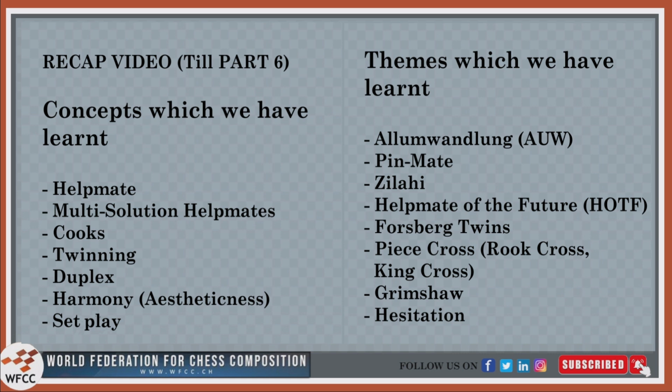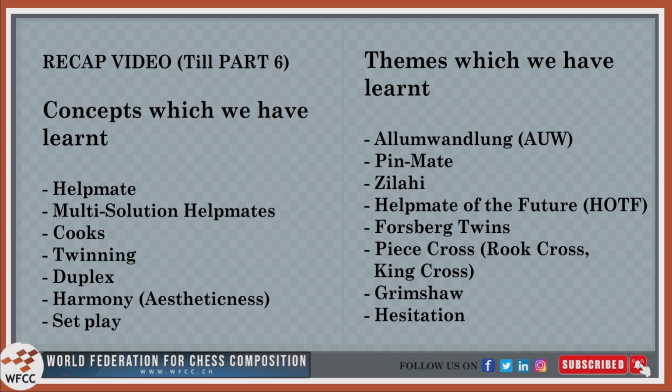And then I showed you 2 very important themes, one being Umwandlung, AUW, where a pawn promotes to all the different types of pieces at any stage of the composition: queen, rook, bishop, and knight. I also showed you a pin mate, which is when a piece that could have stopped the mate is pinned. Simple, pin mate. And then I showed you a very amazing example by Paul Banco, which got an honorable mention and had all of the themes I just stated.